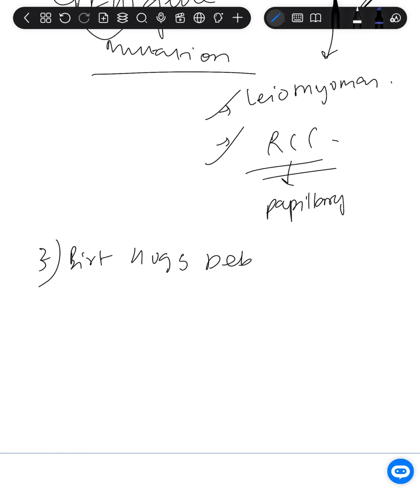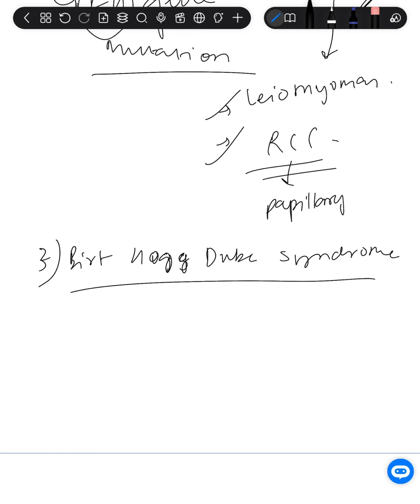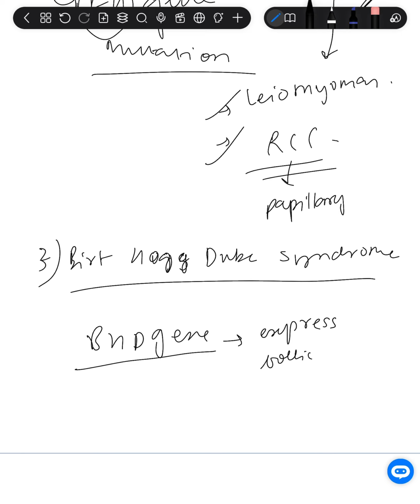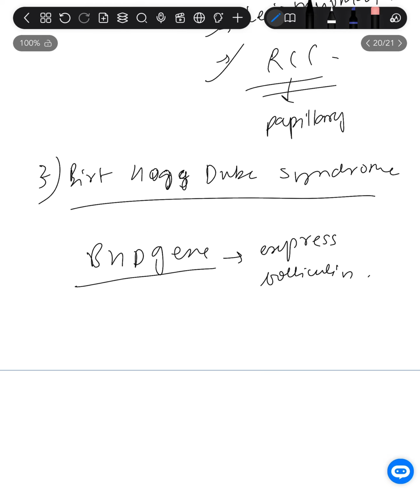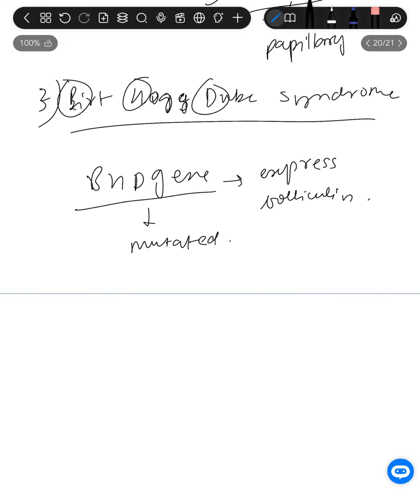This is Hogg only, Hogg Dubé syndrome. Okay. We have Birt-Hogg-Dubé syndrome. This is the second syndrome. In this syndrome, there is something called the BHD gene, which expresses folliculin, and it gets mutated. Okay, it gets mutated, as simple as that. BHD, Birt-Hogg-Dubé syndrome.